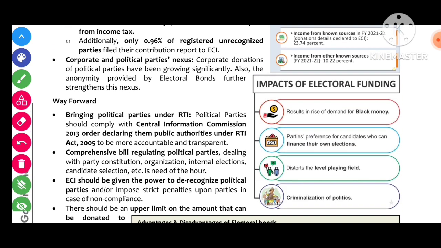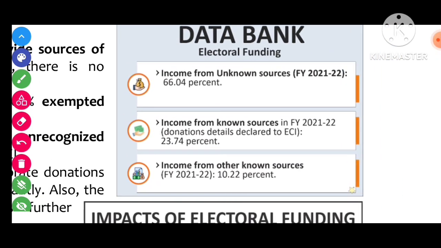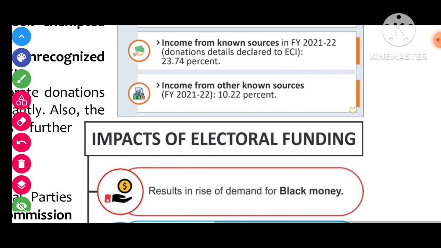And the corporate and political parties nexus. The corporate donations to political parties have been growing significantly. Also, the anonymity provided by electoral bonds further strengthens this nexus. So, remember this. And here are the data facts. The income from unknown sources is 66.04%, and income from known sources in financial year 2021-22. Okay, so you can remember this. And income from other known sources.